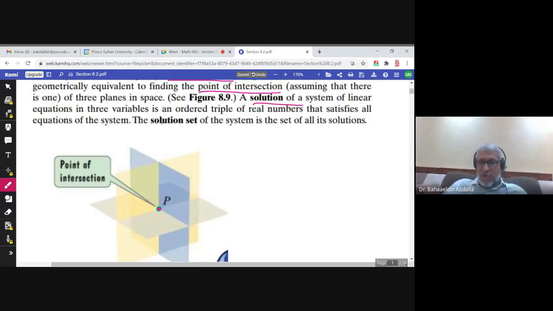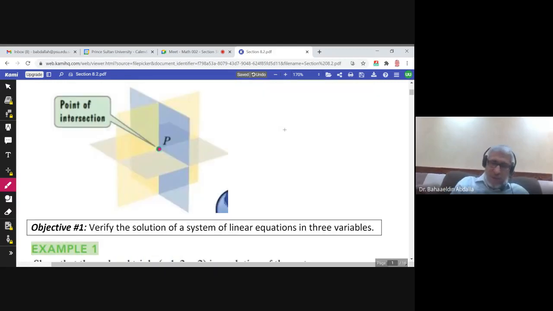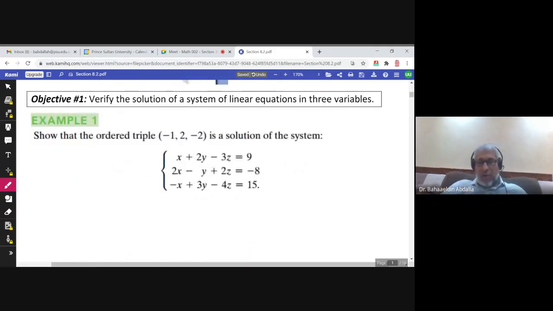So what is the solution of the system? A solution would be an ordered triple in this case, not an ordered pair, an ordered triple. So x, y, z, an ordered triple like this. This would be the solution. And this ordered triple should satisfy all the equations in the system. The solution set would be the set of all solutions. Let us first learn how to check, how to show that this ordered triple, for example, is a solution of the system.